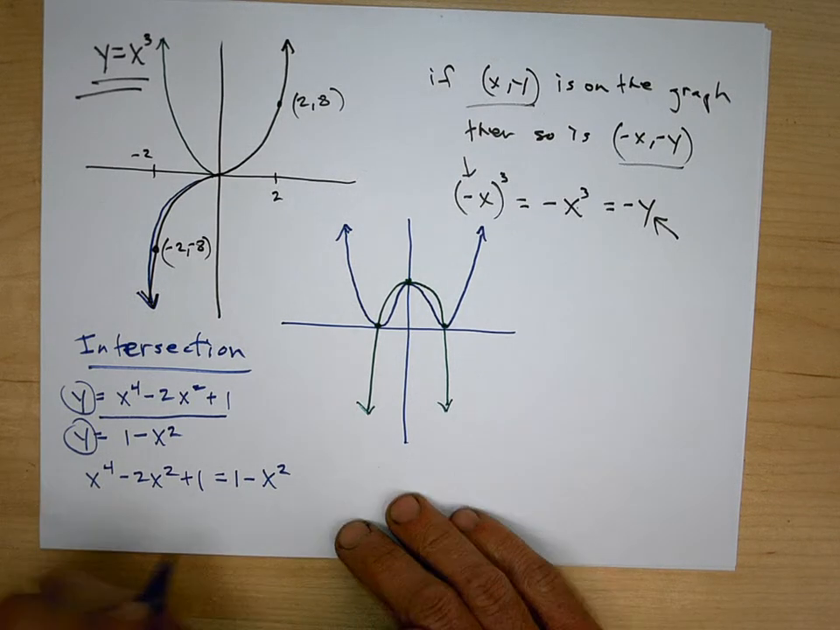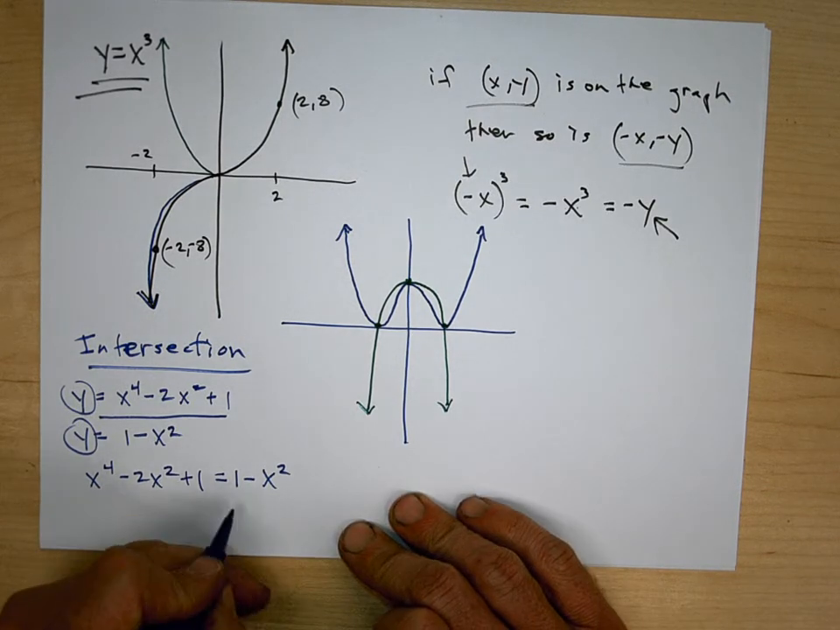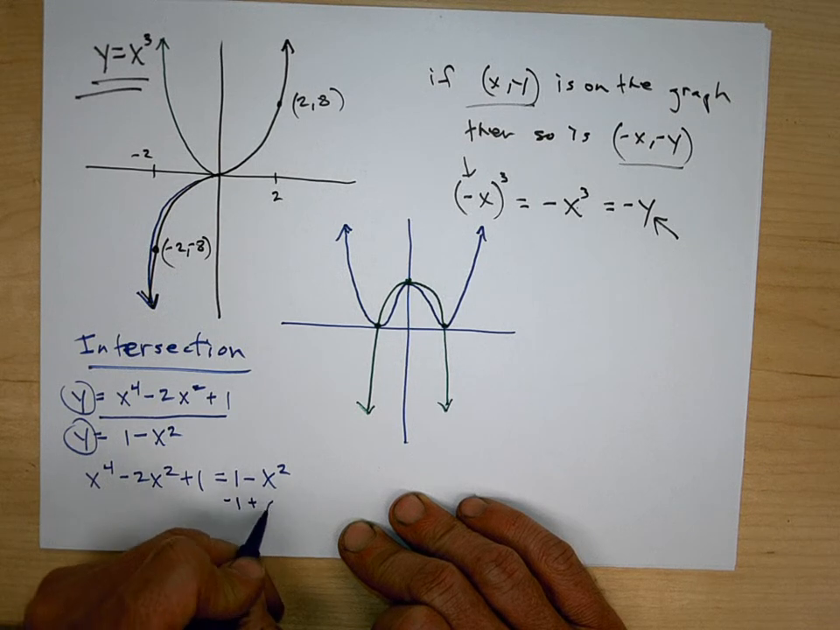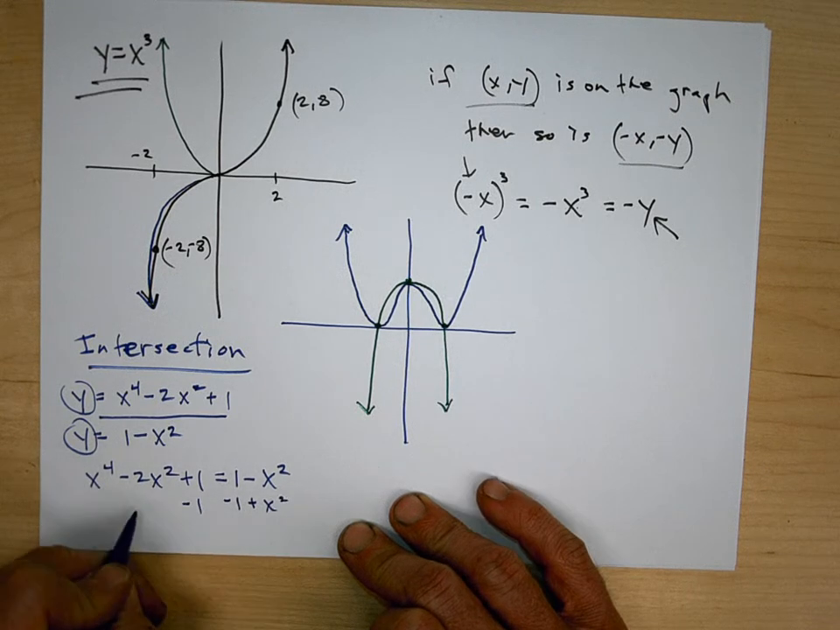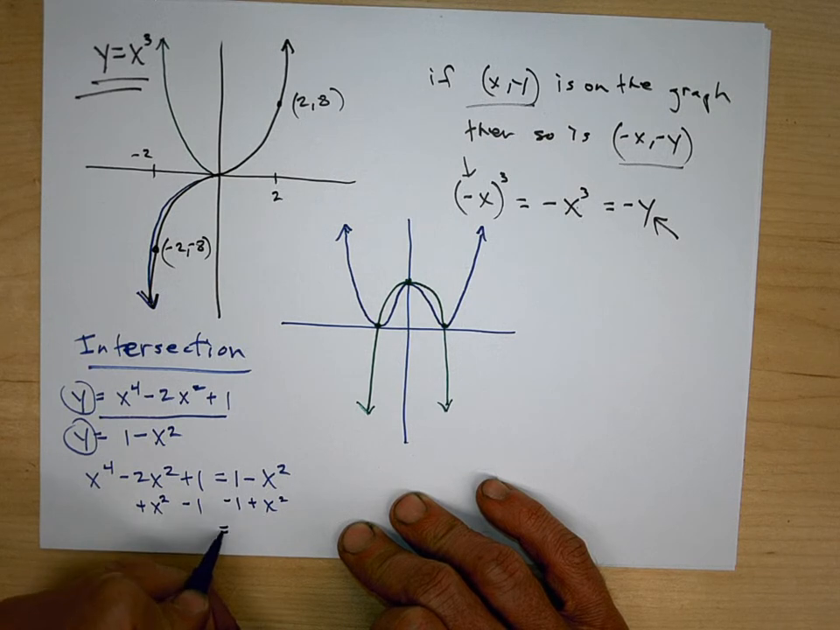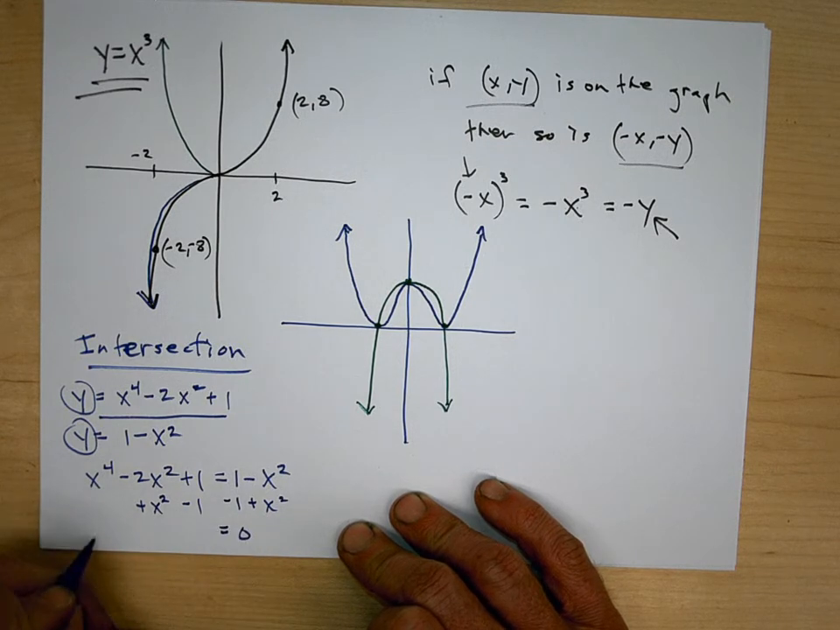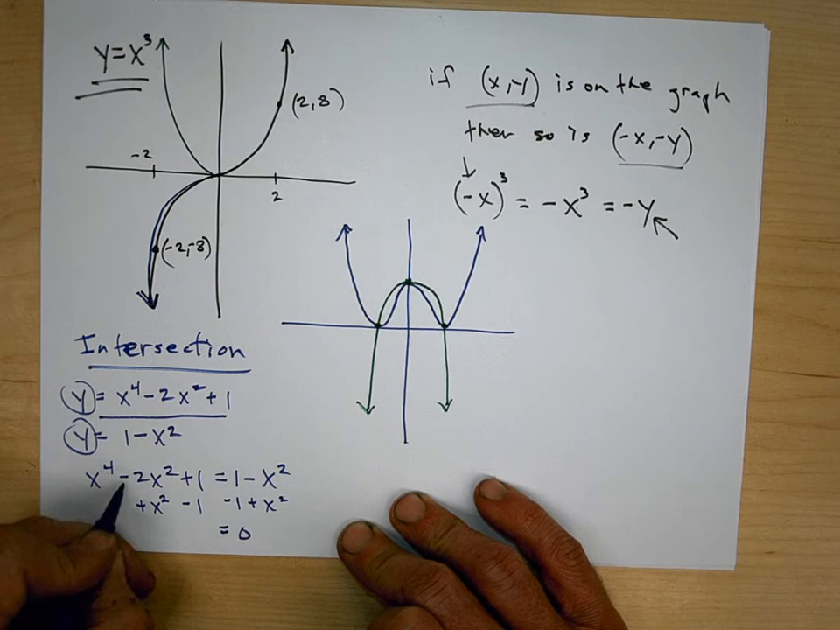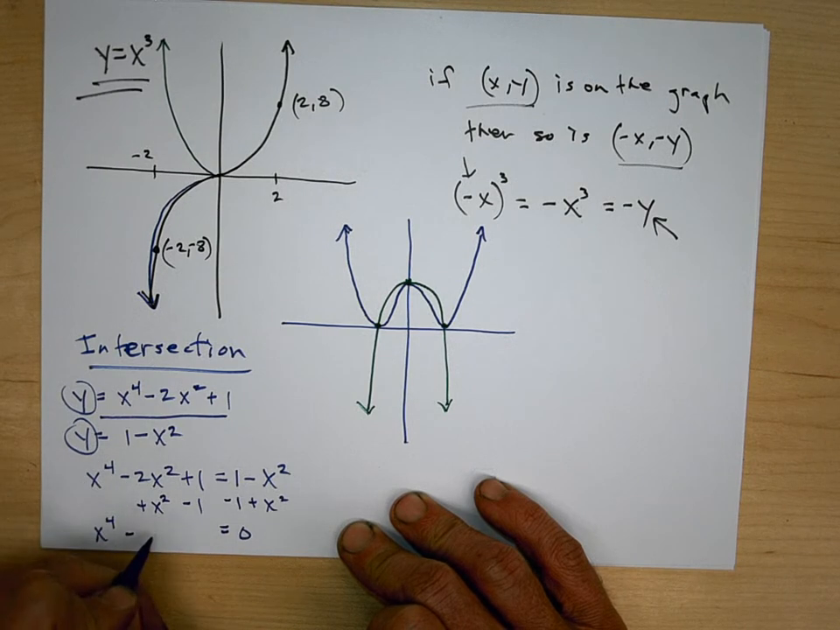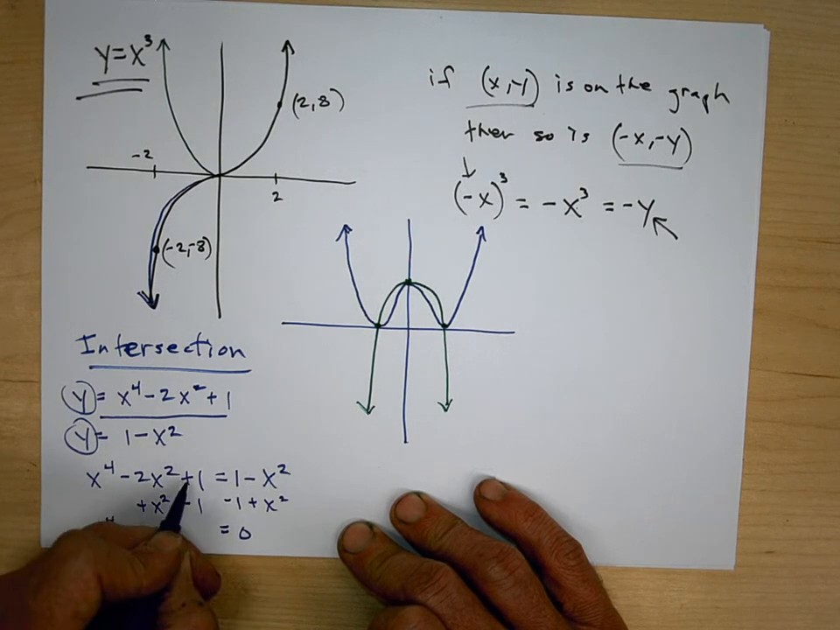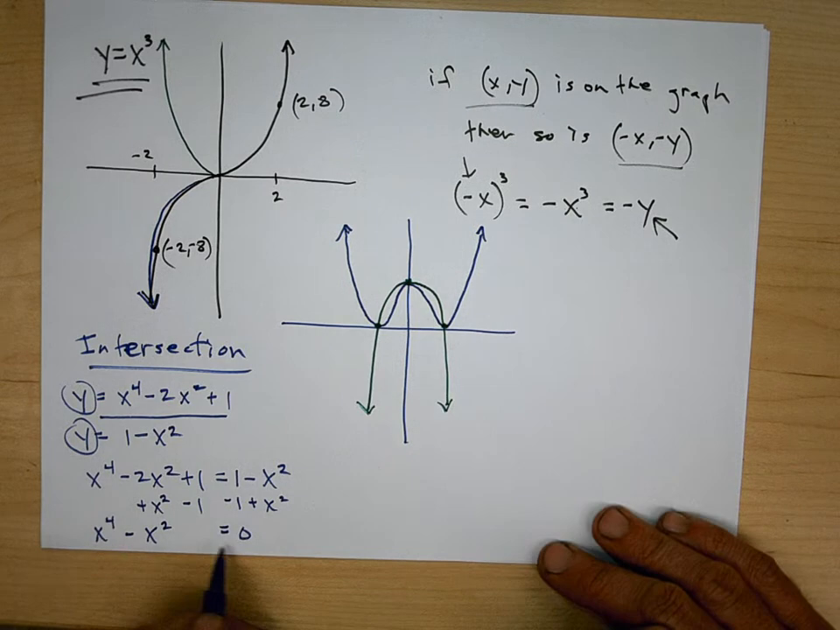All right, so let's get everything over on the left side. So I would subtract 1 and I would add x squared here. So over on the right hand side I get 0. I have x to the 4th, and then minus 2x squared plus x squared just gives me a minus x squared, and the 1 minus 1 gives me 0. So I'm left with solving this equation.